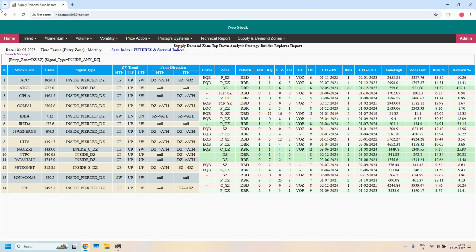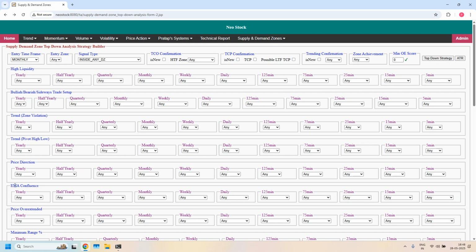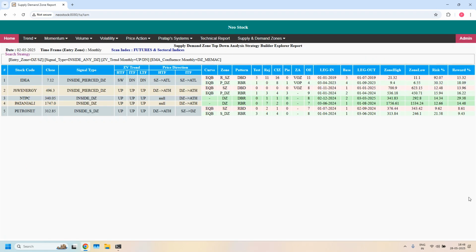We can further filter based on EMA confluence on monthly time frame. That is monthly demand zone with monthly EMA, and also trend on the monthly should not be sideways. It can be up or down. We got 5 stocks.